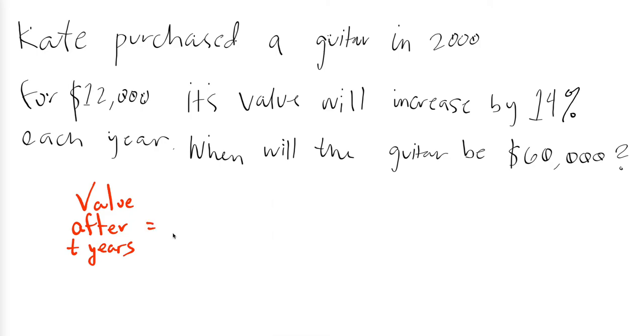Okay, starting amount, 12,000, because that's how much the guitar was purchased for. Now, it doesn't say doubled or halved or something like that. So this one gives us a percent. So I'm going to have to use that formula that's 1 plus or minus a percent rate.